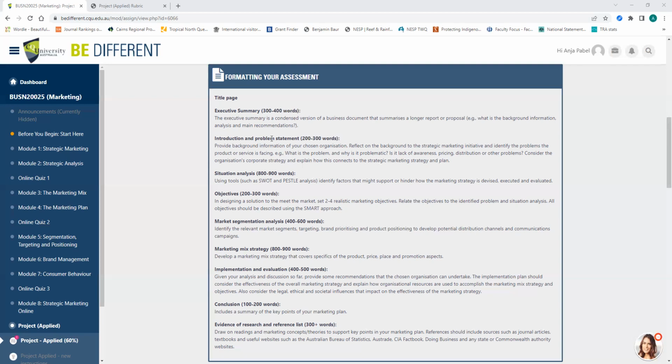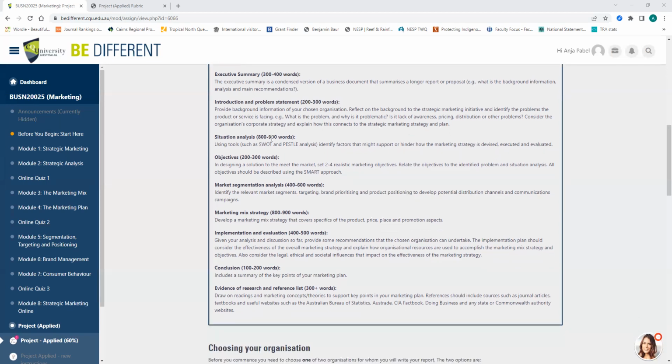And also try to consider the organization's overall corporate strategy, because there's normally a link between an organization's overall strategy, the corporate strategy, and the marketing plan. Obviously, the marketing strategy feeds from the corporate strategy. Then it's always helpful to have some kind of situational analysis happening. So try to use tools such as the SWOT analysis and the PESTEL analysis to identify factors that might support or hinder how the marketing strategy is actually devised, executed, and evaluated.